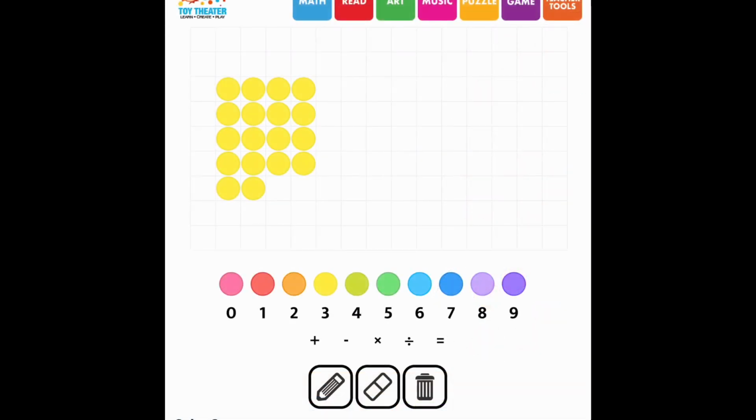Here is one for you to try by yourselves. This is 18 counters, and you need to try to split this whole group into 3 equal smaller groups. Split this whole group into thirds.